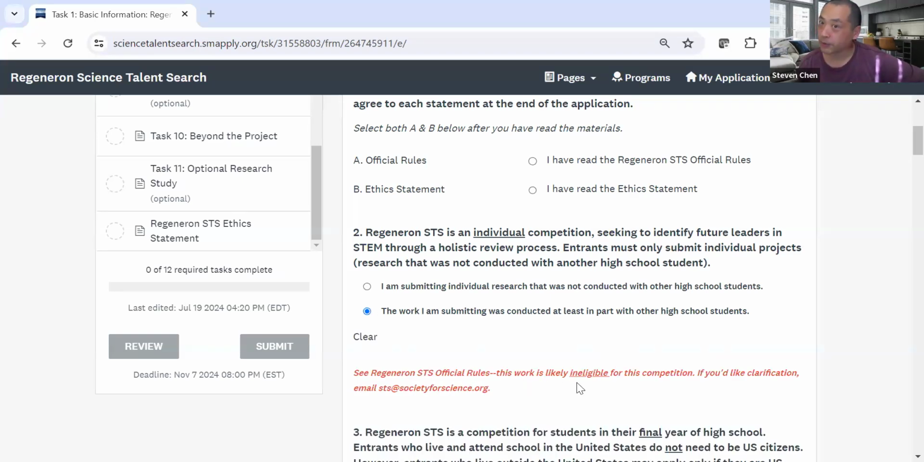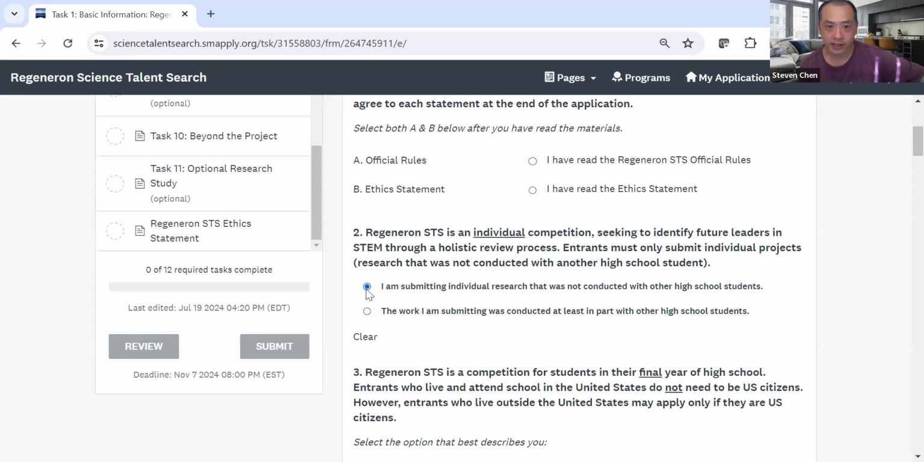Unfortunately, you are ineligible, so you will be directly denied. This is something STS is very, very sensitive about. That's why I'm saying that for many people whose research has contributions from mentors who are not high school students, when you prepare your research report, you need to be very, very careful about this. Once you are determined to be ineligible, all your effort will be wasted.